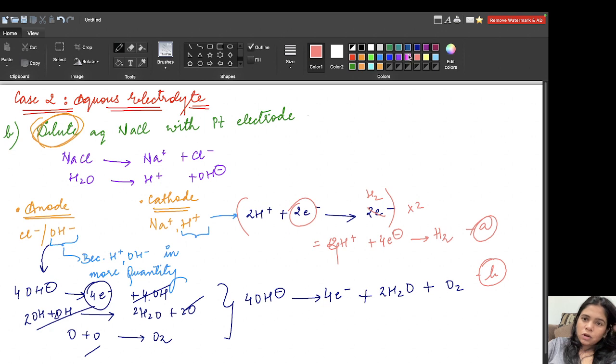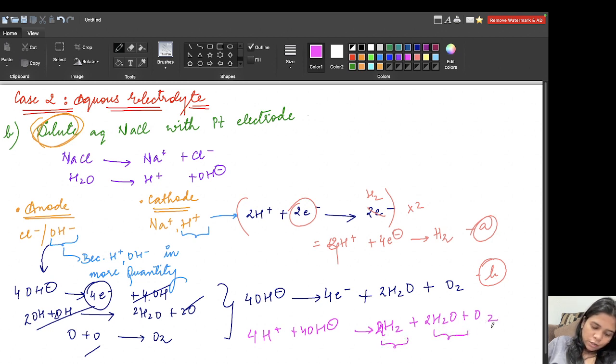Now what will be the overall reaction which will be happening? Just combine A and B. 4H plus plus 4 OH minus is giving you 2H2 plus 2H2O plus oxygen. Overall what happens? You are getting 2 moles of H2, 2 moles of water, and 1 mole of oxygen.